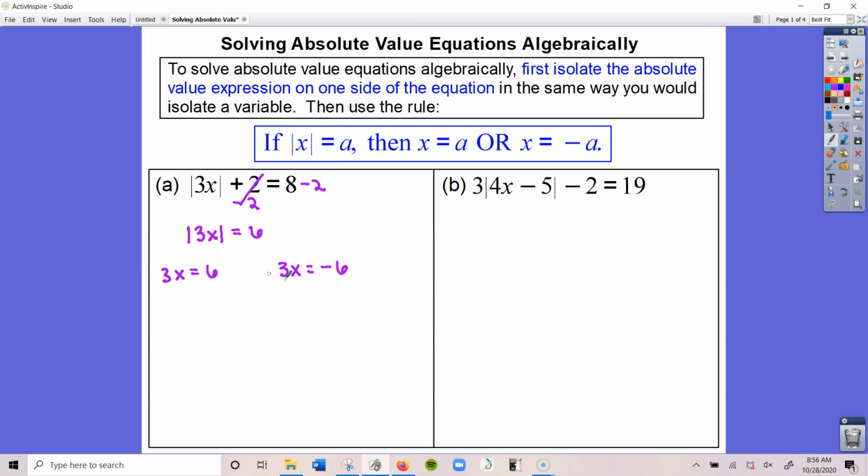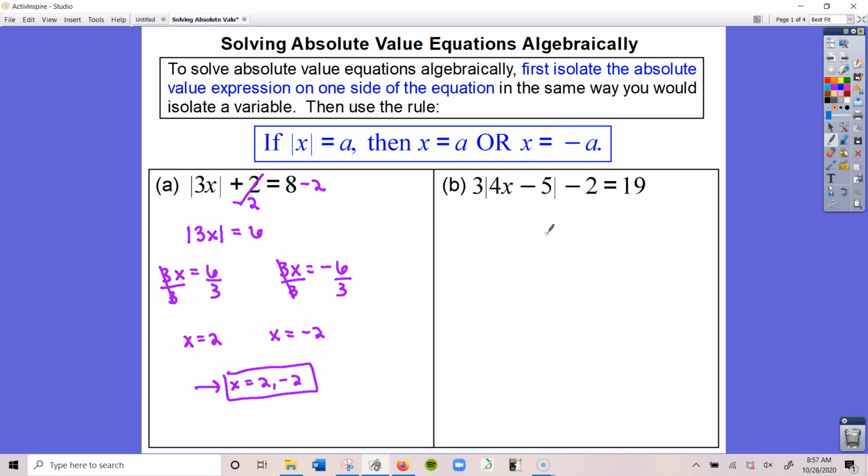And now once you have your two equations set up, you solve for each one independently. So I will divide 3 to both sides. And I get that x is equal to 2 and x is equal to negative 2. So those are my two solutions, 2 and negative 2.